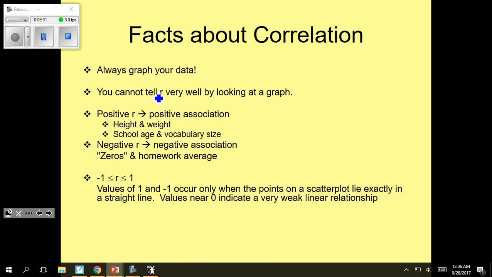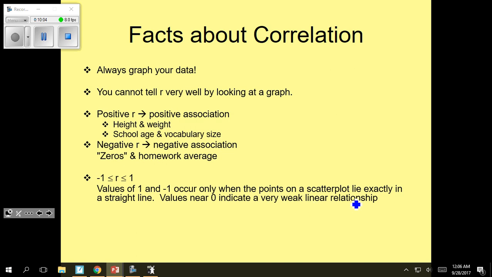R values will always be between -1 and 1 inclusive. If the R is +1, that means all the points are perfectly collinear and they have a positive slope. If R is -1, all the points are perfectly collinear and they have a negative slope or a negative association. So the closer the R value is to 1 or -1, the closer the points are to a straight line. Values near zero indicate a weak linear relationship.